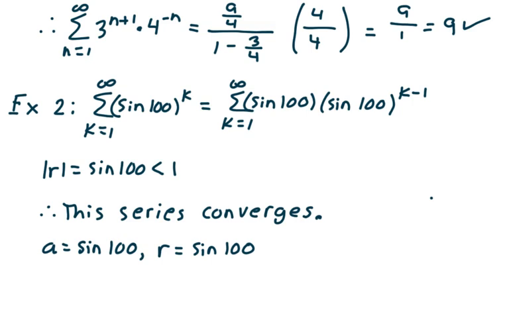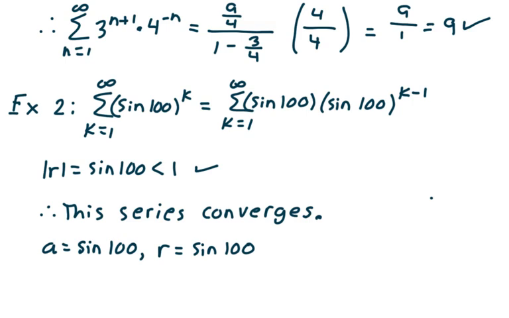So let's take a look at example 2. Suppose we have the summation from k equals 1 to infinity of sin(100)^k. So we need to write this as the summation from k equals 1 to infinity of sin(100) times sin(100)^(k-1). Now, the absolute value of r is sin(100), which is less than 1. And so what that tells me is that this series converges.